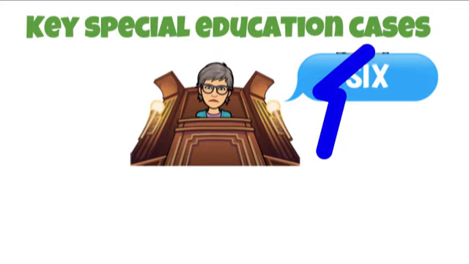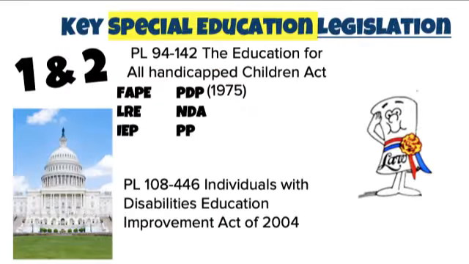So those are 6 cases that you need to know, but now we're going to shift and focus on actual legislation or laws. So looking at this key special education legislation, we're going to start with Public Law 94-142, or PL 94-142. This was originally named the Education for All Handicapped Children Act of 1975.